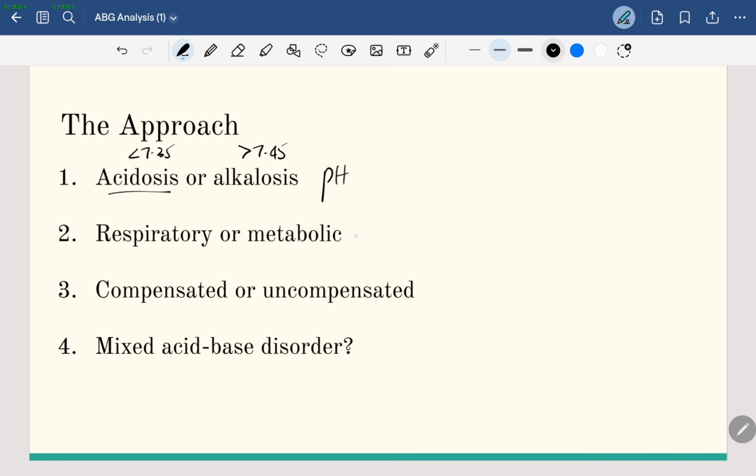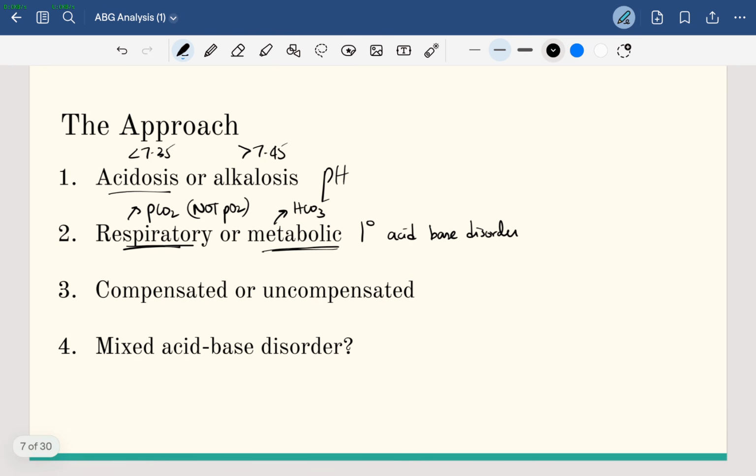Next, you need to determine what the primary acid-base disorder is. So it's either going to be a variation in the respiratory or the metabolic function of the patient. And what I mean when I use these words is, respiratory strictly refers to PCO2 and not PO2, whereas metabolic refers to bicarb.